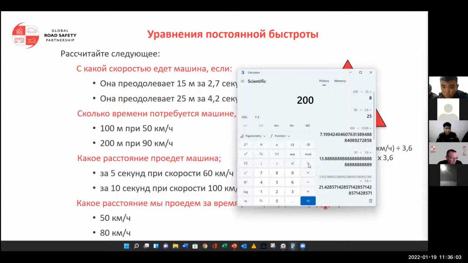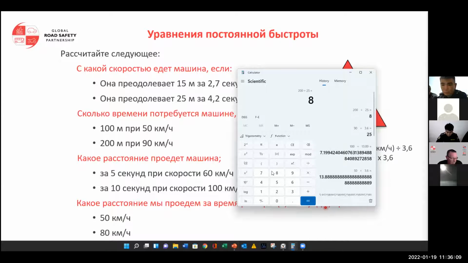200 meters divided by 25 equals 8. That's it, I did do it right. So what that tells us, at 90 kilometers per hour, it will take 8 seconds to travel 200 meters, or 8 seconds to drive the distance of 2 soccer fields. So the quicker your speed, the greater the distance you will travel in a shorter time.